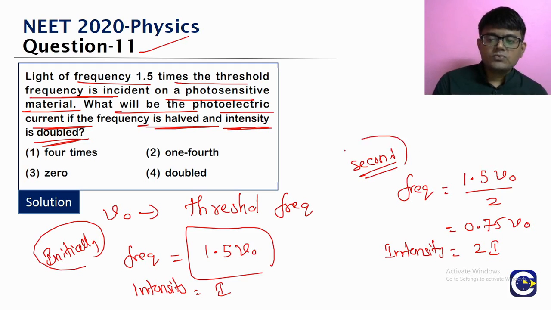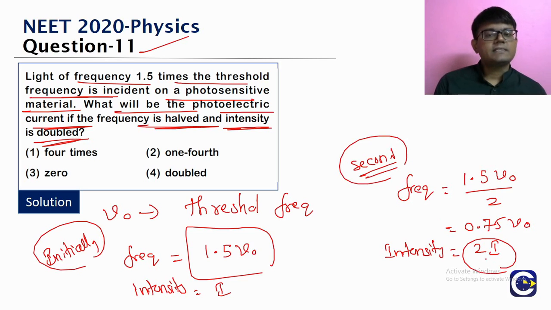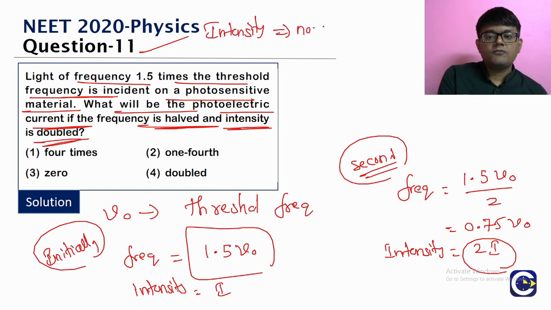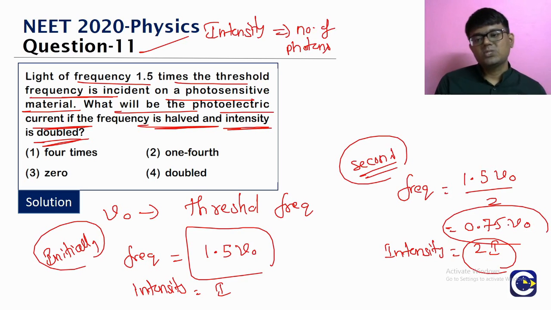Now in the second situation, yes, we are doubling intensity. Intensity is quantified by the number of photons. More intensity means more photons are incident. But what is happening to the frequency? If you halve the frequency, you are going below threshold.